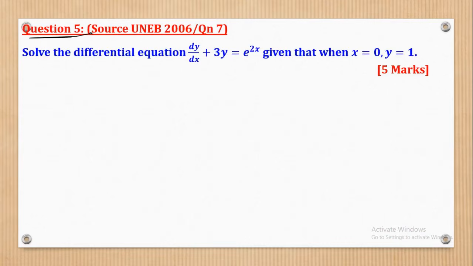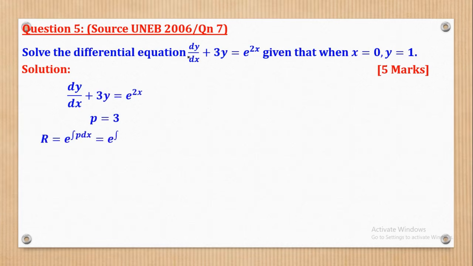So now I shall go to question 5, which came from UNEB 2006 paper 1 question 7, and says solve the differential equation this given that when x is equal to 0, y is equal to 1. So here already the good thing is that the coefficient of y dx is already positive 1, implying that p is equal to 3.